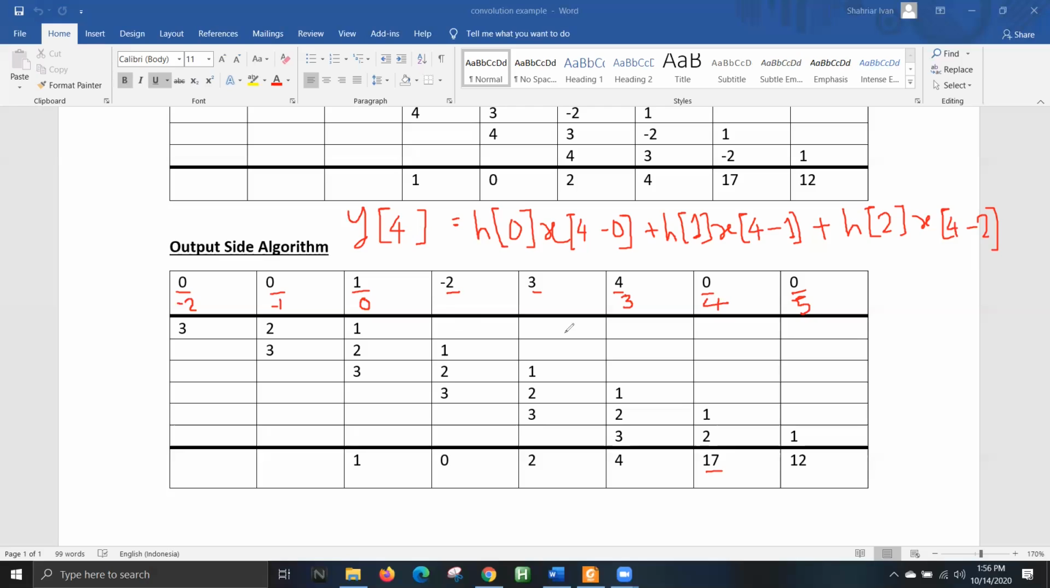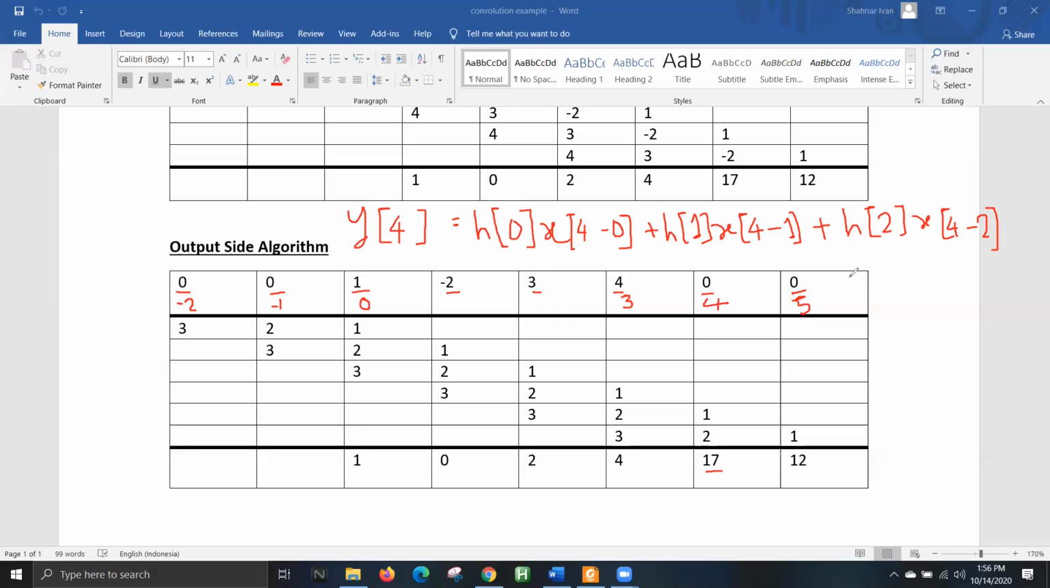This equation is useful when you're trying to find only a single sample value. You do not want to find all the values. If you want to find all the values, you'll have to use the tabular approach. But if you just want to find one single sample value, you can use this format, where all the h values will be there, and only those x values will be used based on which sample number you want to compute. Suppose you want to compute 4, then only x4 minus 0, 4 minus 1, 4 minus 2. Only these values will be used.